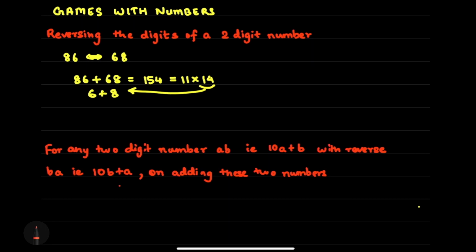So for any two-digit number AB, which is 10A plus B, with the reverse BA, that is 10B plus A, on adding these two numbers, we will get 10A plus B plus 10B plus A, which gives us 11A plus 11B, or we can take 11 out as the common factor: 11 into A plus B. So any such sum would be divisible by 11 and by the sum of its digits A and B. And that's what we showed in the example above of 86 and 68.